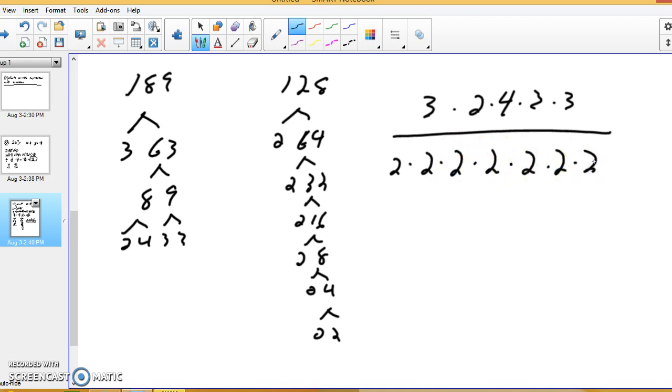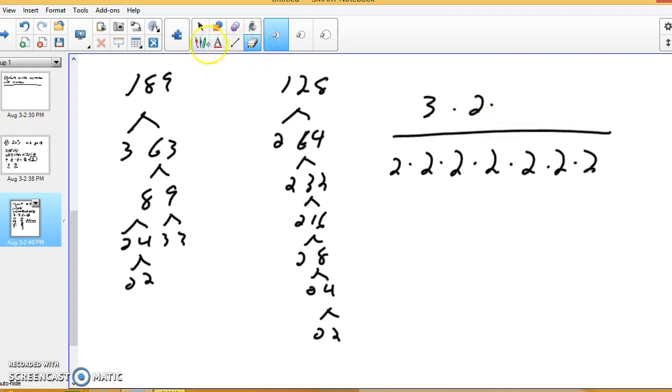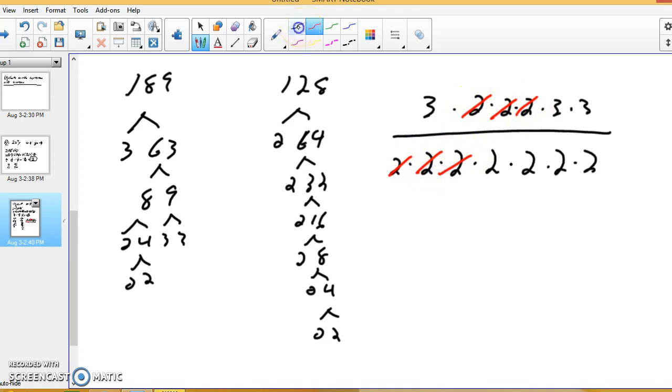Excuse me, this should be a 2 and a 2, so we'll put 2 more 2's up here: 2 times 2 times 3 times 3. Okay, so crossing out common factors, our final answer should be 3 times 3 times 3, which is 27, over 2 times 2 times 2 times 2, which is 16.